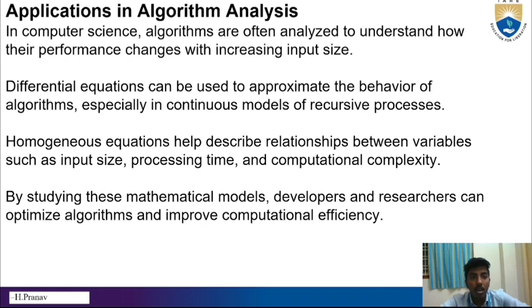The application in algorithm analysis: in computer science, algorithms are often analyzed to understand how their performance changes with increasing input size. Differential equations can be used to approximate the behavior of algorithms, especially in the continuous models of recursive processes. Homogeneous equations help describe relationships between variables such as input size, processing time, and computational complexity. By studying these mathematical models, developers and researchers can optimize algorithms and improve computational efficiency.